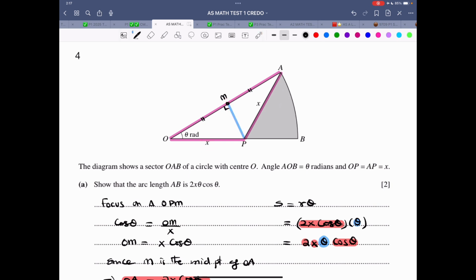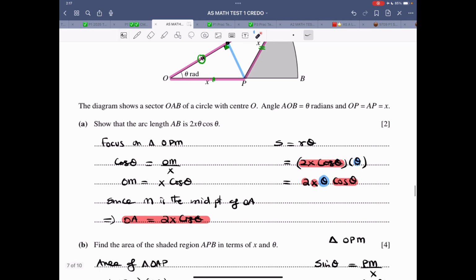Since it's an isosceles triangle, let me mark it. Over here, PO is the same as PA. In an isosceles triangle, when we drop a perpendicular, the base is bisected equally. Let me focus on triangle OMP. Using cosine of theta is OM divided by X. X is the hypotenuse, hence OM is X cos theta.